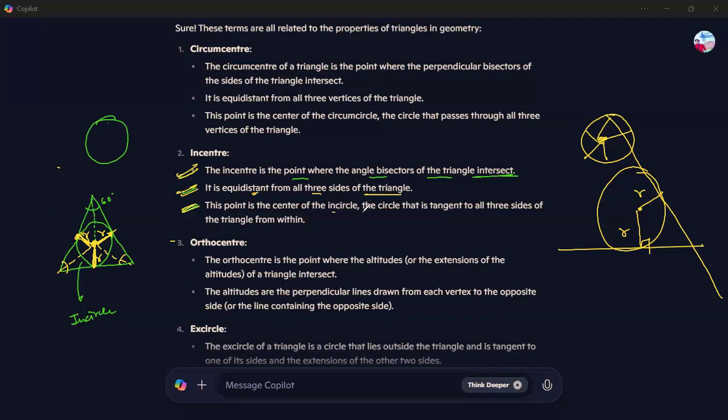This point is the center of the incircle, as we have talked about earlier. The circle is tangent to all three sides of the triangle. If there is a circle and a line touching it at only one point, we call this line a tangent. And here it is happening with the sides of the triangle. That's why it is mentioned that the sides of the triangle are acting as tangents. Is this point clear?